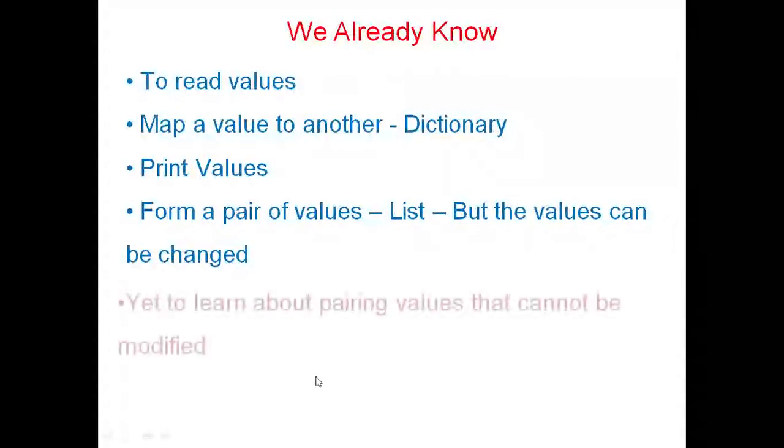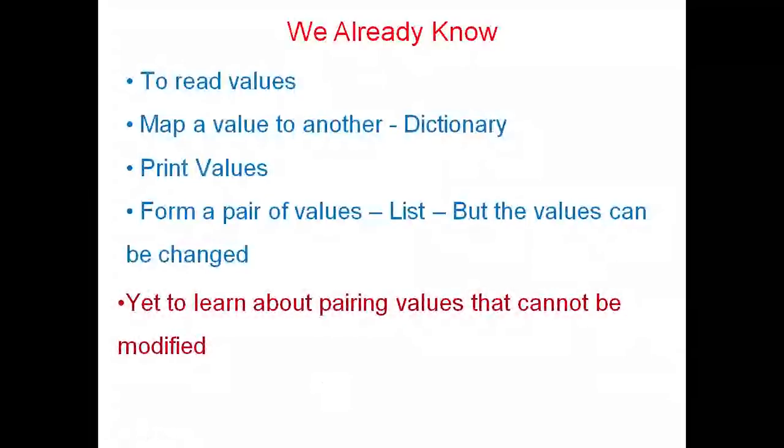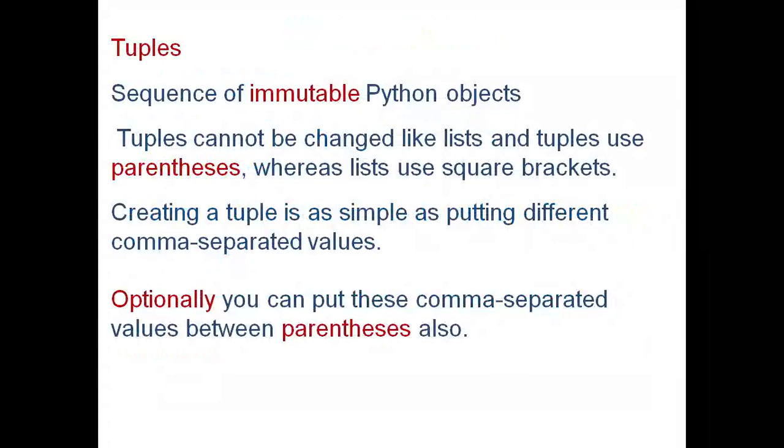There are two uses for tuples, you can say. One is when you want to have a sequence that should not be altered but behaves like a list, we can go for tuples, right? Another case is when you want to have some nested structures, right? I want to have a sequence within a sequence and I will not modify it, then you can go for tuples, right? So we are yet to learn about pairing values that cannot be modified. That's what we are going to see.